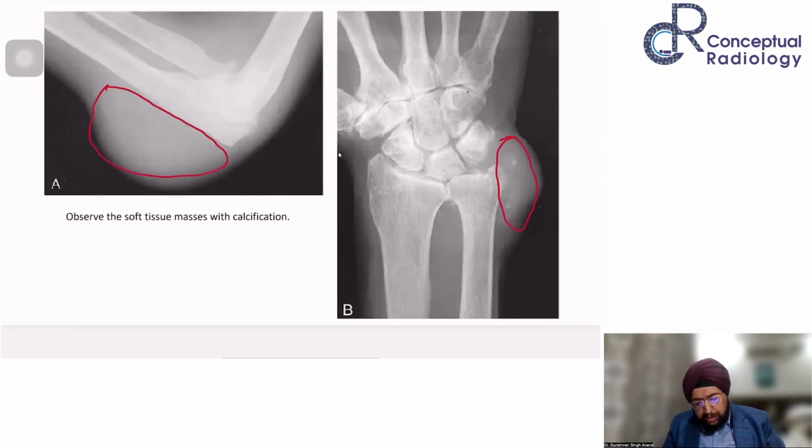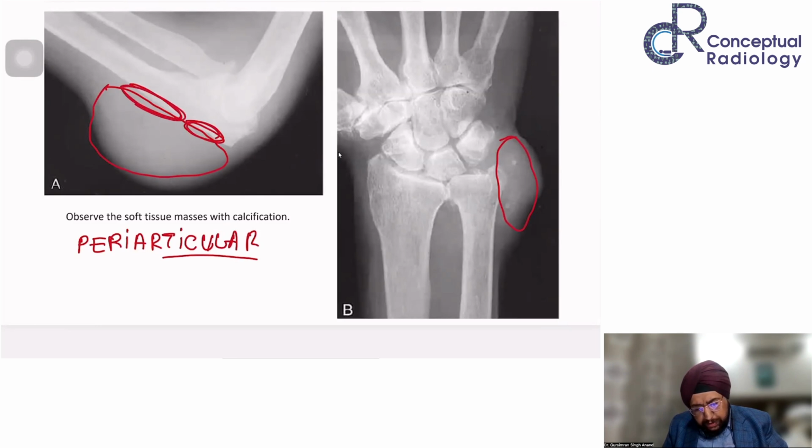So you can observe these are eccentric soft tissue density areas producing a focal contour bulge. Very importantly, these are periarticular. As I told you, these are seen at the level of either the metaphysis or the diaphysis, just adjacent to the joint space.